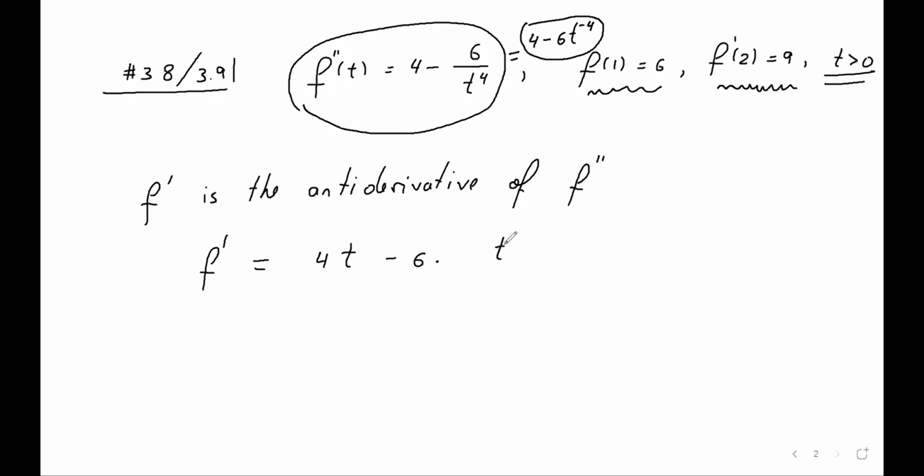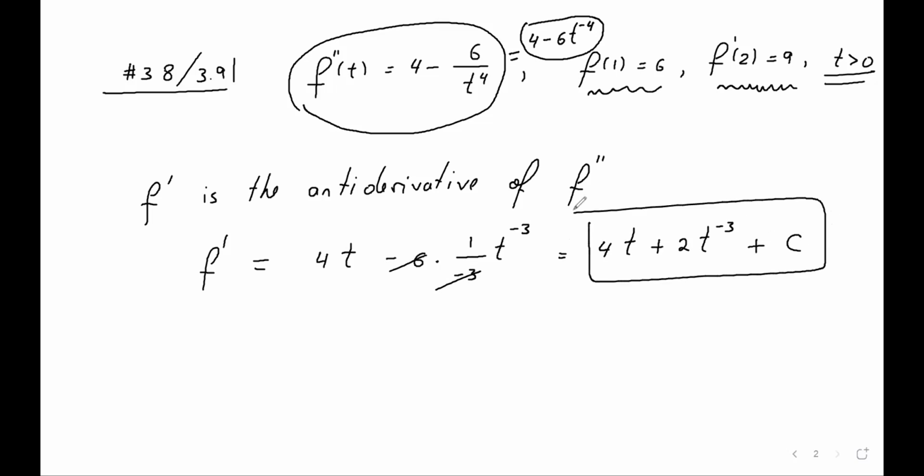plus 1, right? So we add 1, which is negative 3. And then over here, we multiply by 1 over negative 3. Now, luckily, these numbers cancel out nicely, and we end up with 4t plus 2t to the negative 3. And don't forget, at the end of the day, plus a constant c. So this is our first derivative.